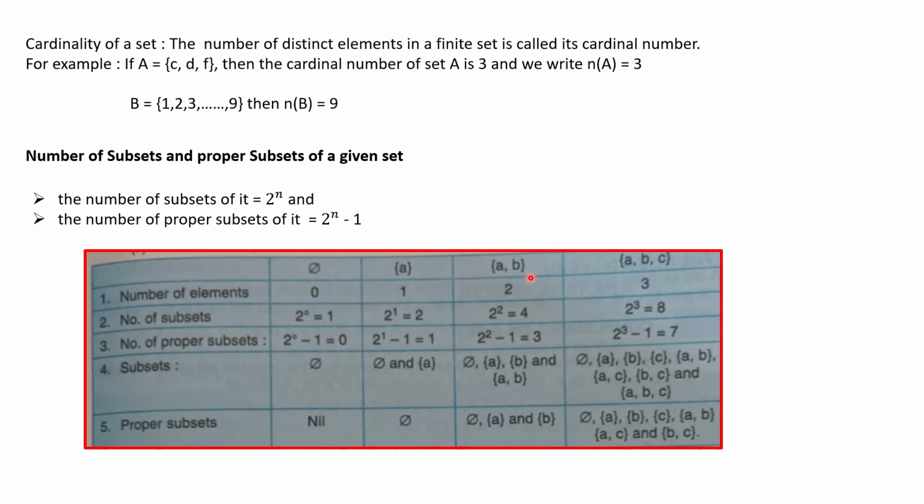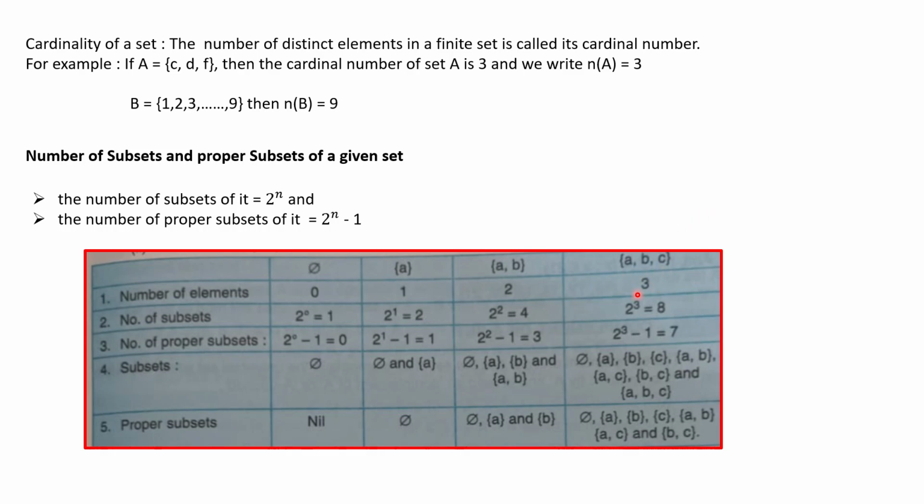Next, the second one, it has 2 members. So the number of subsets is 2 square equal to 4 and the number of proper subsets is 2 square minus 1 which is 3. Now what are the subsets? Subsets will be phi, then A, B and the combination of A and B. But in proper subset you should not take this combination. The whole member you should not take in a proper subset.